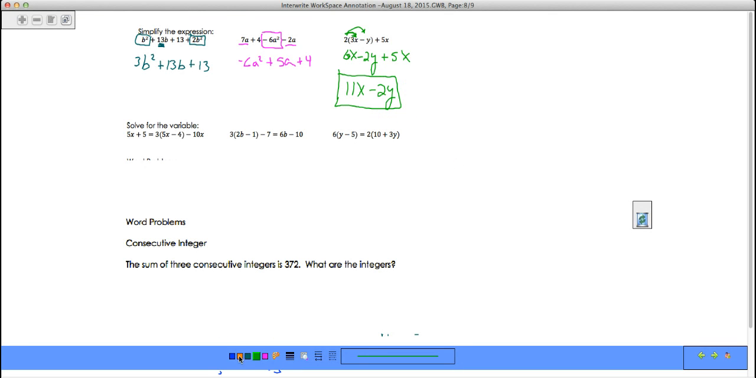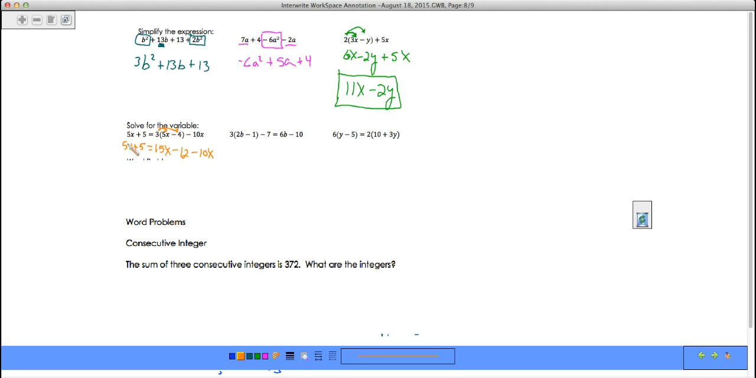Okay. Now let's try an equation. So looking at this equation, I have parentheses. So the first thing I want to do is distribute. So 3 times 5x is 15x. 3 times negative 4 is negative 12. And I'm going to bring down the negative 10x. Drop down my 5x plus 5.